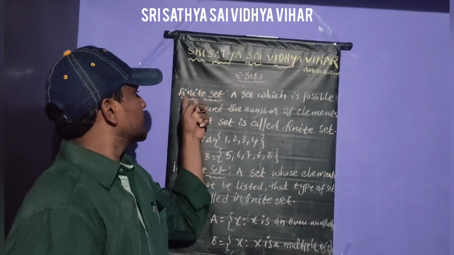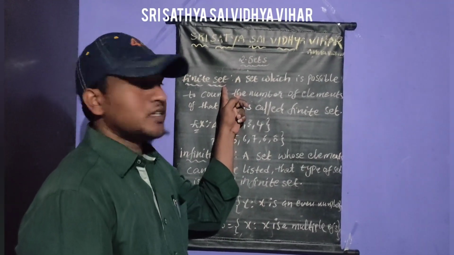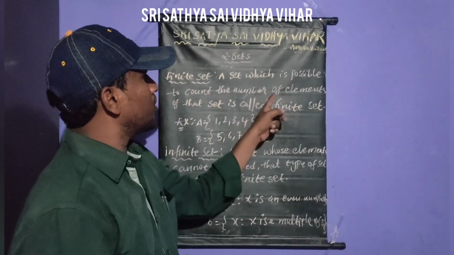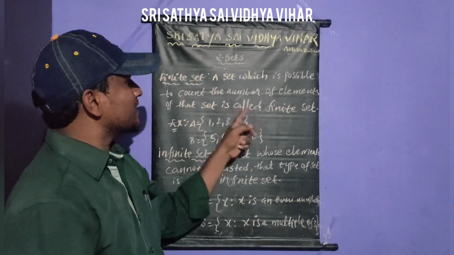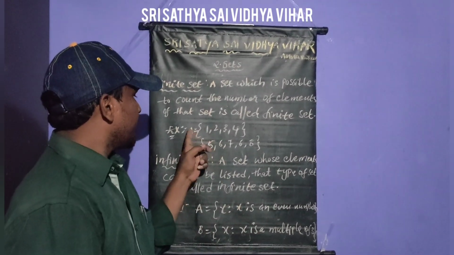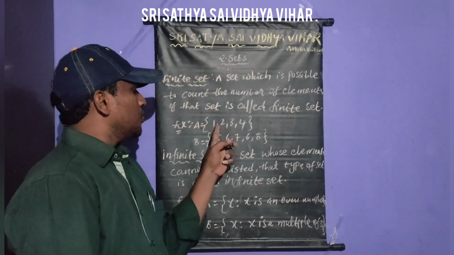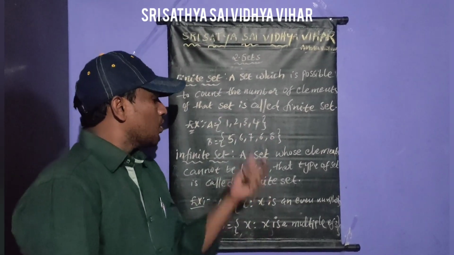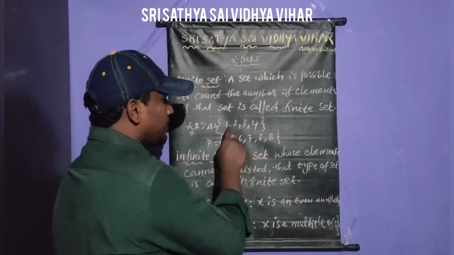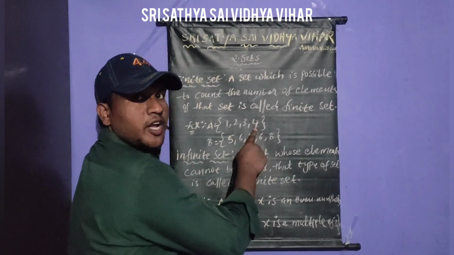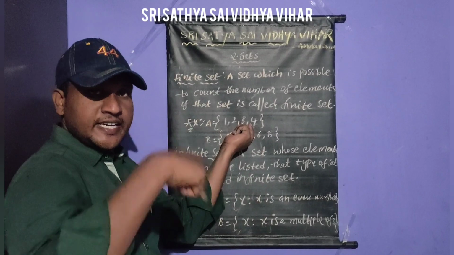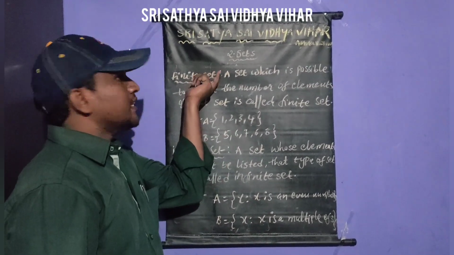Next type is the finite set. What is a finite set? A set for which it is possible to count the number of elements is called a finite set. We have to count it. For example, set A = {1, 2, 3, 4}. Here the set has a definite number of elements. How many elements are there? 4 elements. That is a finite set.